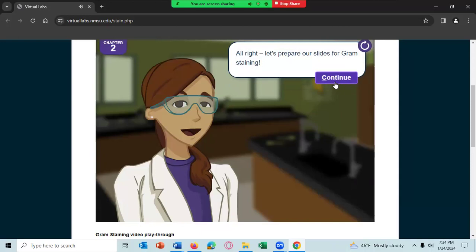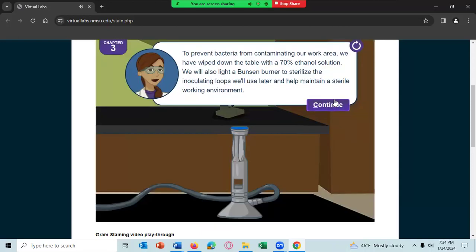All right, let's prepare our slides for gram staining. To prevent bacteria from contaminating our work area, we have wiped down the table with a 70% ethanol solution. We will also light a Bunsen burner to sterilize the inoculating loops we'll use later and help maintain a sterile working environment.